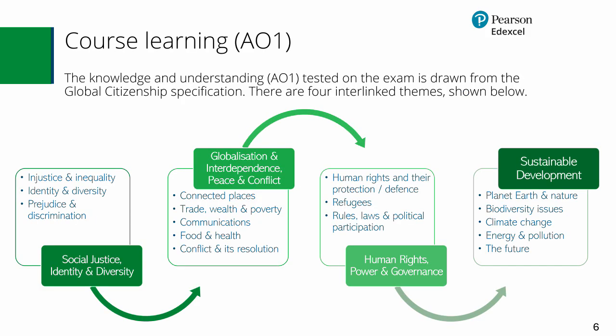The exam draws on the Global Citizenship specification by choosing 4 linked themes that move across the entire course. We're going to be looking at social justice, identity and diversity, globalization, interdependence, peace and conflict, human rights, power and governance, and finally, sustainable development, the big issues facing the planet and our climate. All of these may feature at various points during the exam that your students will be taking.